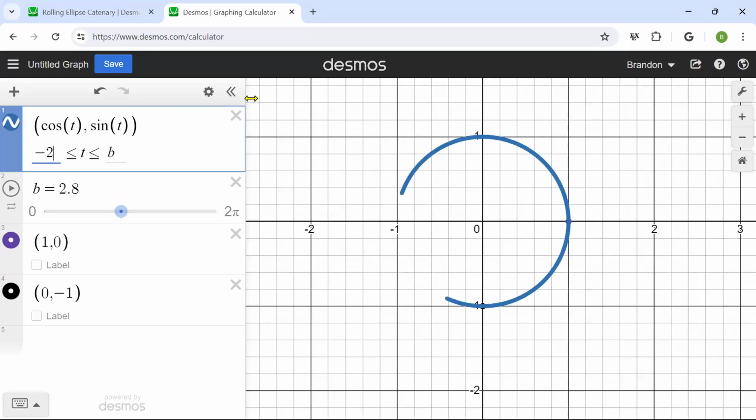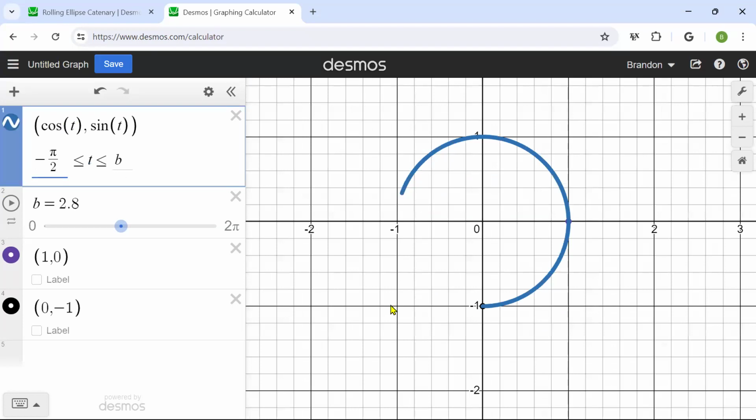You know, at -2, I go backwards a little too far. Well, what's the right value here to make sure at least my curve starts there? Pi over 2, says Jackson, and he's right. Jerry might have said it too, I don't know. No, you didn't? Okay, all right.